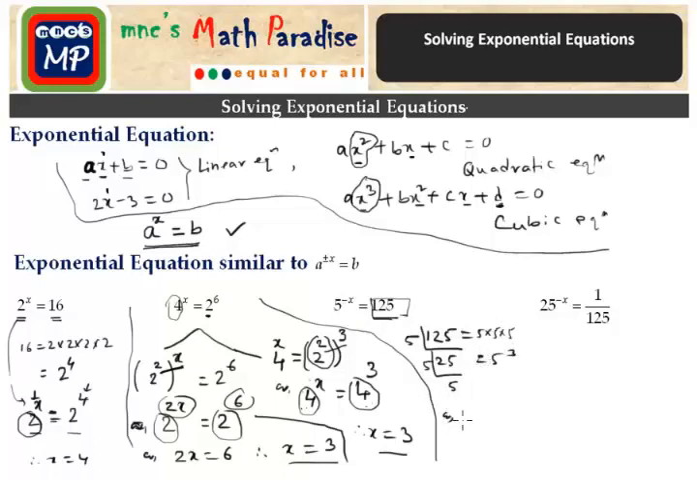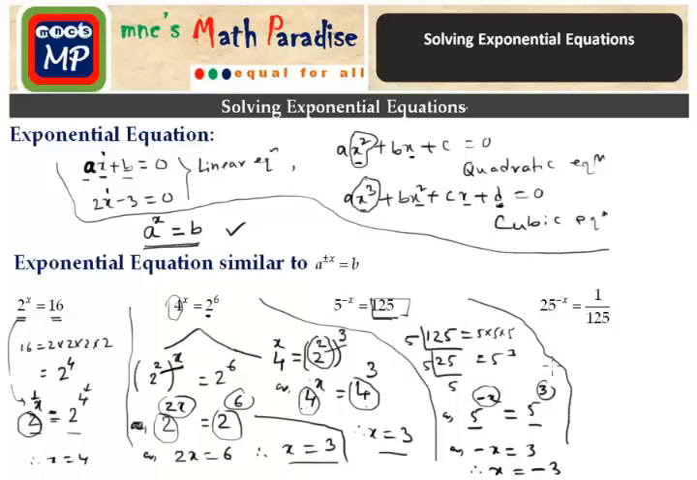So we can write 5 to the power minus x equals 125, that means 5 to the power 3. So these two bases are equal, so minus x equals 3. Therefore minus x equals 3, or x equals minus 3.